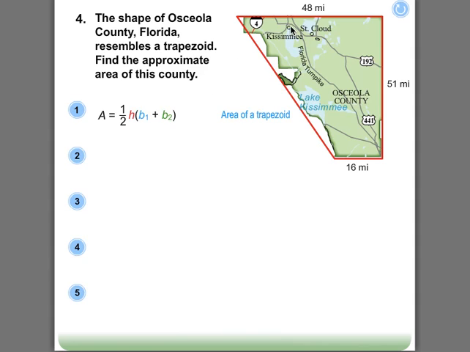Ooh, Kissimmee, Florida. I think Walt Disney World is near Kissimmee. May not be quite in the same county though.